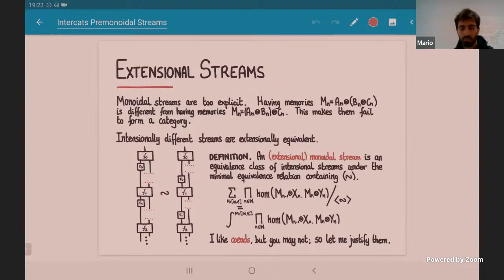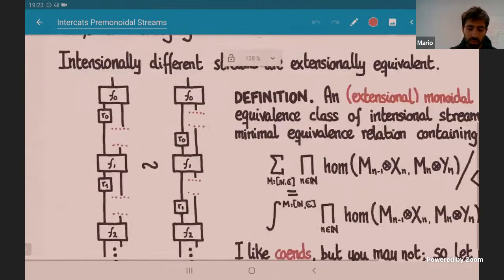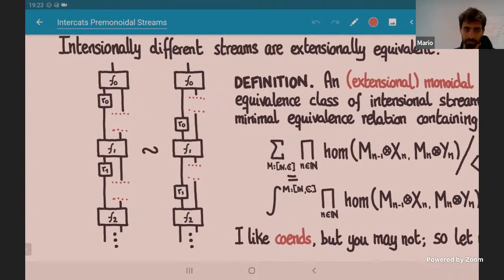What's the problem here? Why do we want to be a bit more subtle when defining the memories? If you go to the drawing here on the left, I can define the following two intentional streams. The first one takes an F0 and an R0 as the first step, then F1 and R1 as the second step, and so on. The second stream is just using F0 as the first step, then R0 and F1 as the second step, then R1 and F2. These two things are different in some sense because we have defined them to be different monoidal streams. They would even have different memories here. So these types don't even need to be the same. So we know that they are different.